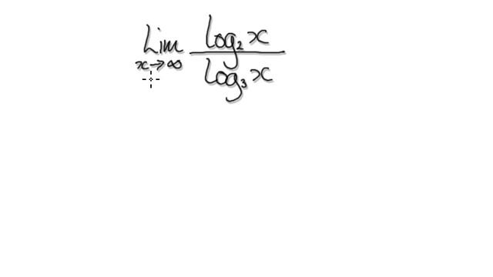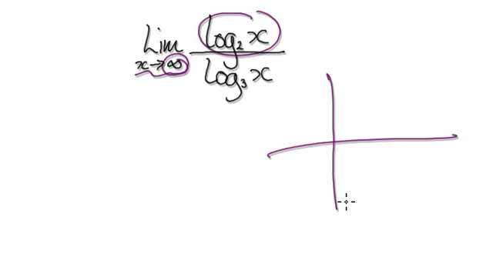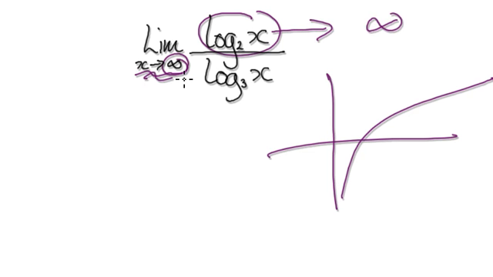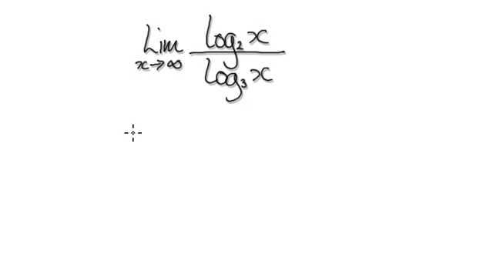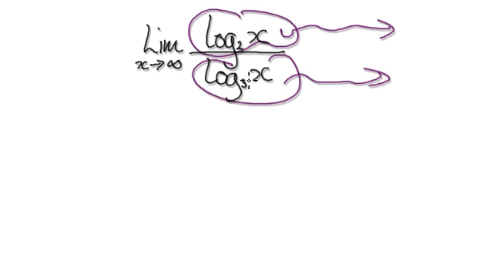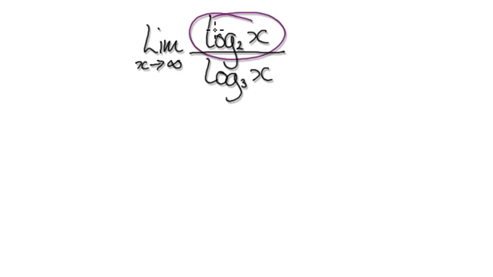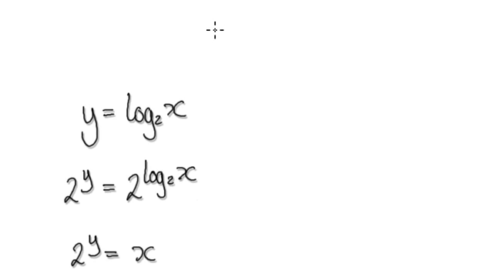Okay, so as x tends to infinity, this thing here will head towards infinity. As x tends to infinity, this is also heading towards infinity. So you've got infinity over infinity, which means you can apply L'Hopital's rule. So you can differentiate this, and then differentiate this. In order for us to differentiate this, let's just write it as this.